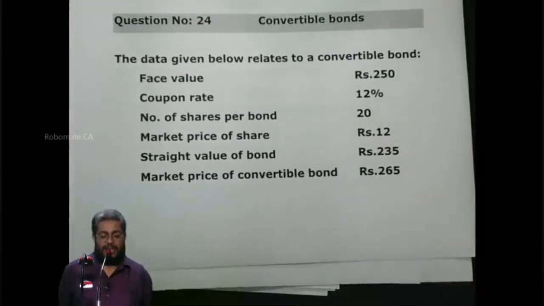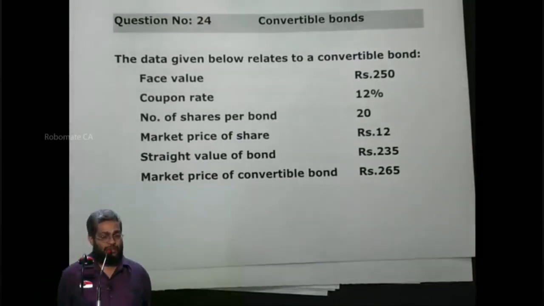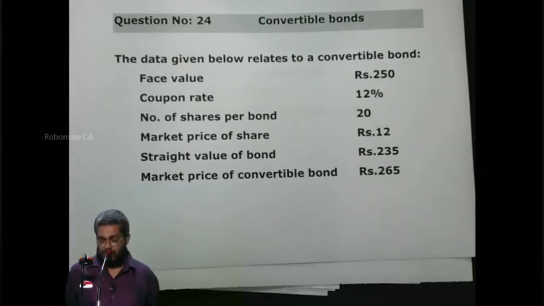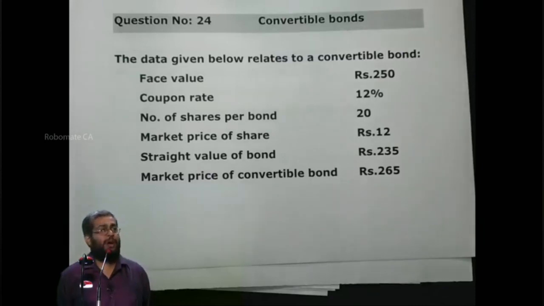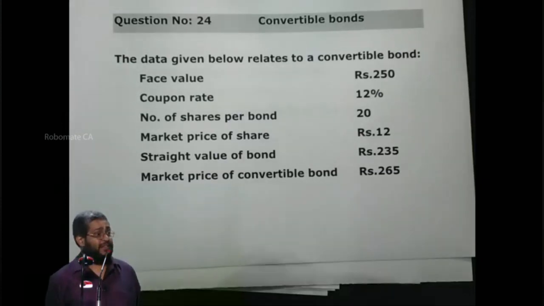Stock value of bond is equal to number of shares into MPS. MPS means what? Market price per share. Number of shares into MPS. Every bond represents how many shares? 20 shares. Will this change or not? It will not change. It's an agreed conversion ratio at the time of issue itself. Are you following what I am saying?